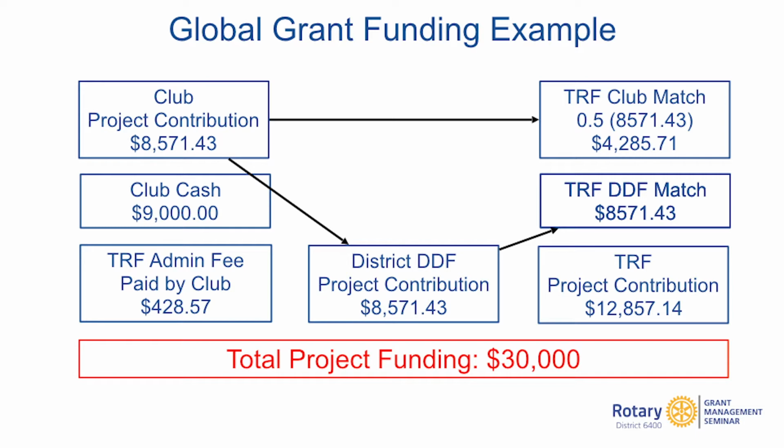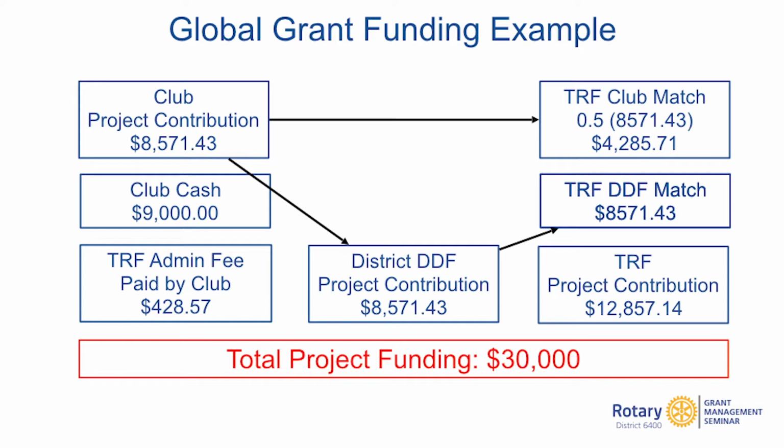Now, when you do the actual application, if you put in $9,000, it'll say $9,500. There's a 5% fee that the Rotary Foundation takes, and it's highlighted here on the bottom. So if your club has $9,000 and that's all you have, only $8,571 will actually end up going towards the grant, because the foundation needs to take that fee to help cover their administrative expenses of wire transfers, foreign exchange fees, and so on and so forth.